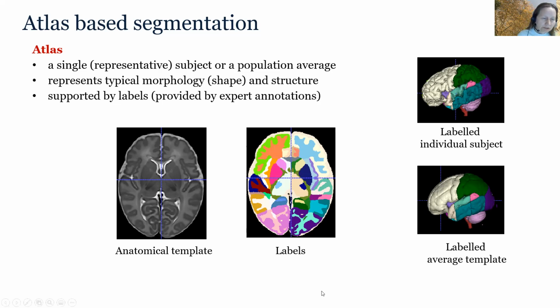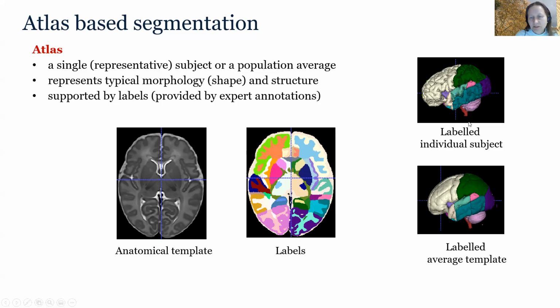So here you can see an atlas of the neonatal brain. This is the anatomical template. So this is not a single image, but this image has been created by averaging multiple subjects. That's why it's so clear and has relatively simple structure. And this atlas also comes with labels, which is important for label propagation.